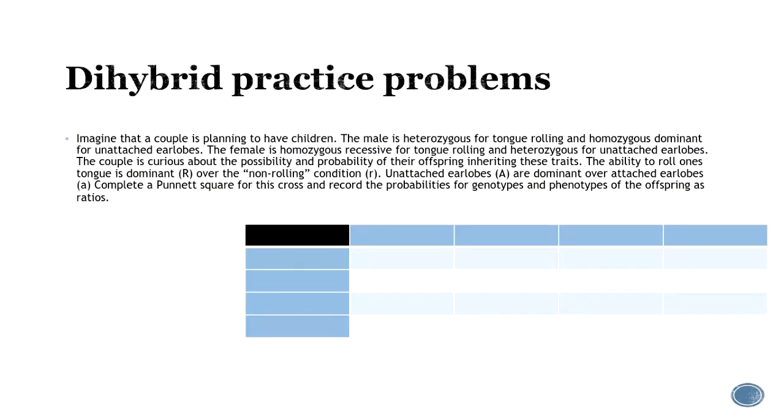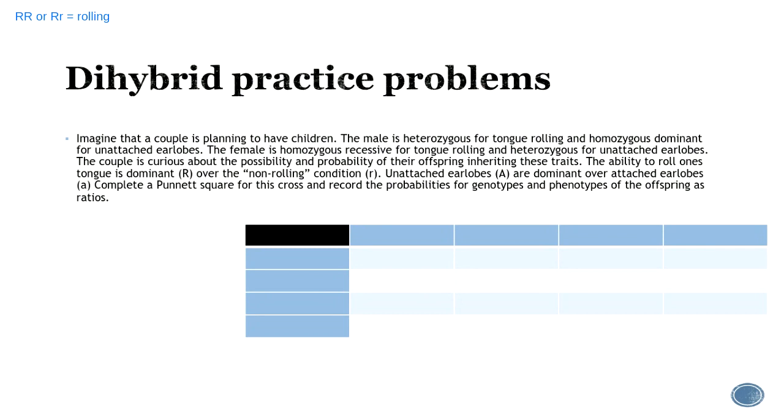So tongue rolling is dominant to not rolling. So I'm going to put the first trait there, RR, non-rolling. Okay, here's your first trait.